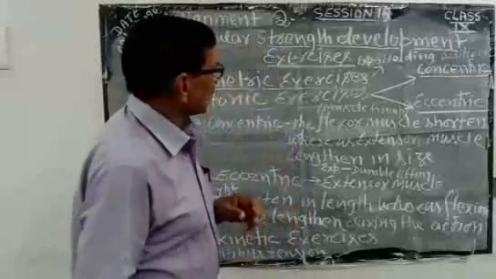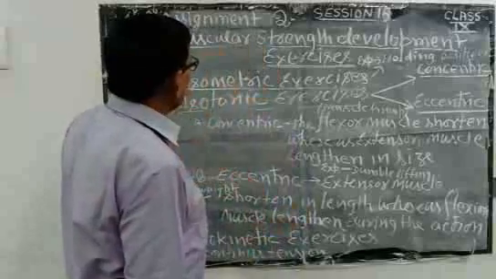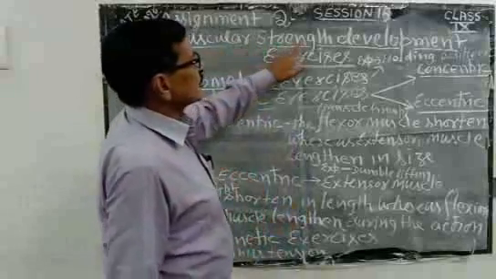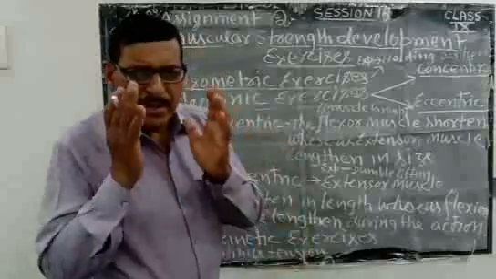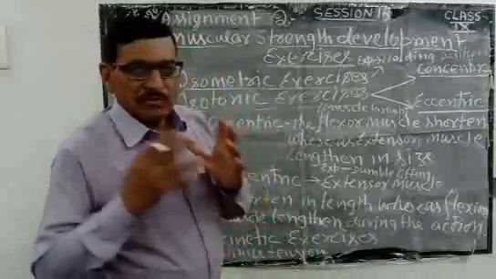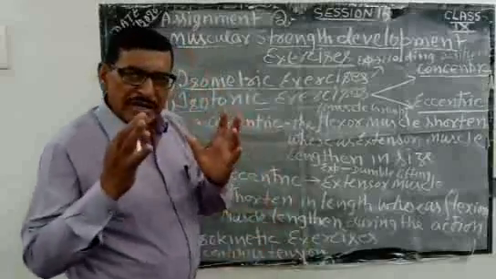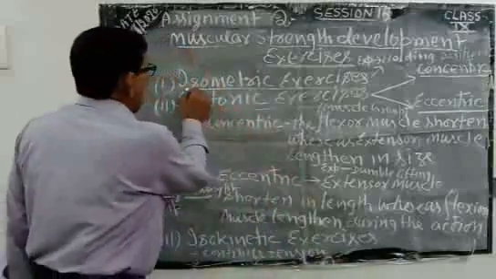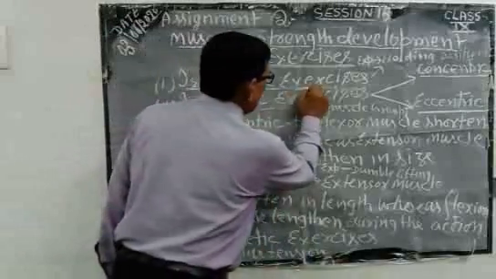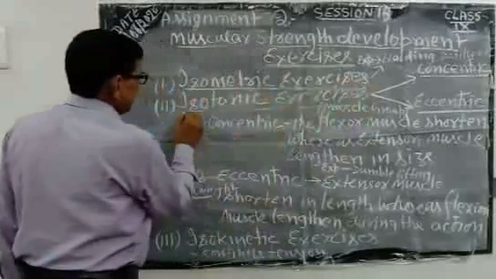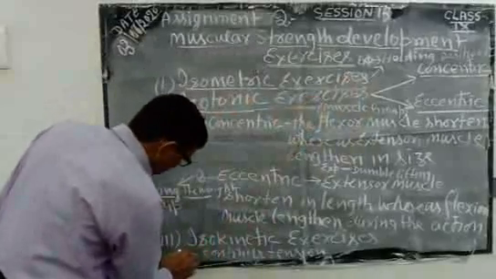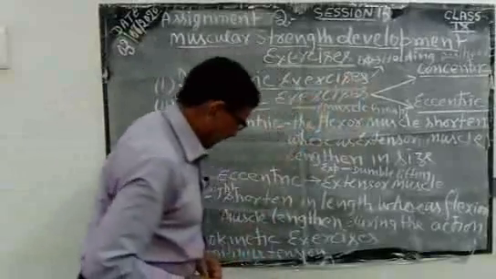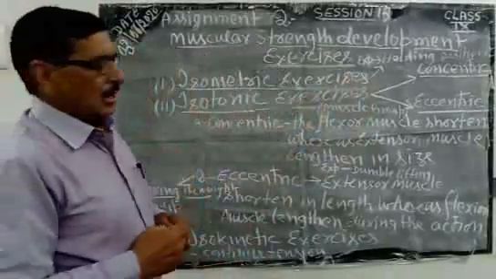Now, children, I am going to explain muscular strength development exercise. For better understanding, we divide it in following steps. First, isometric exercise. Second, isotonic exercise. And third, isokinetic exercise.